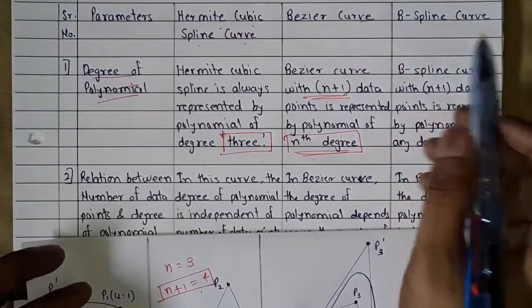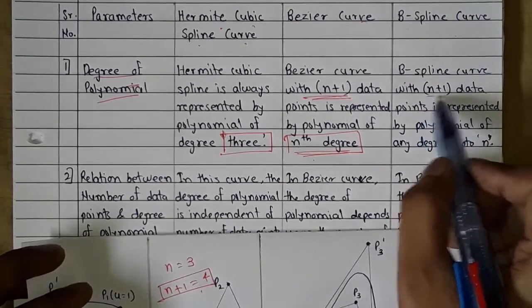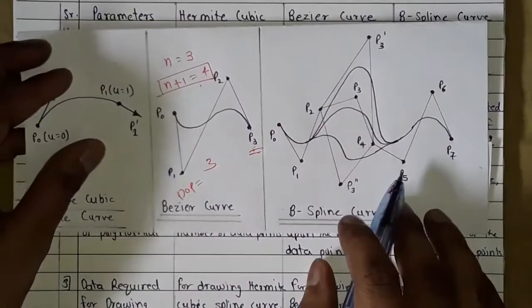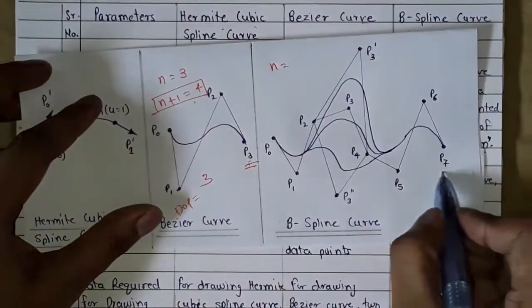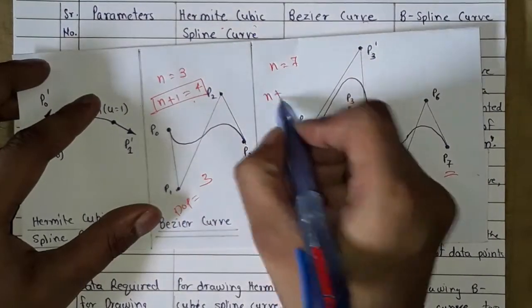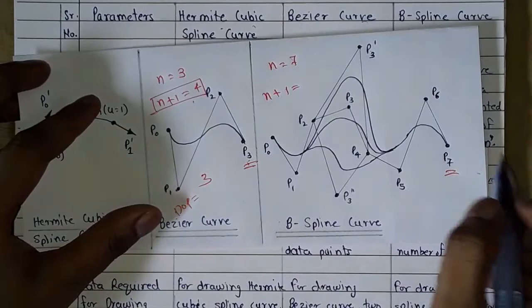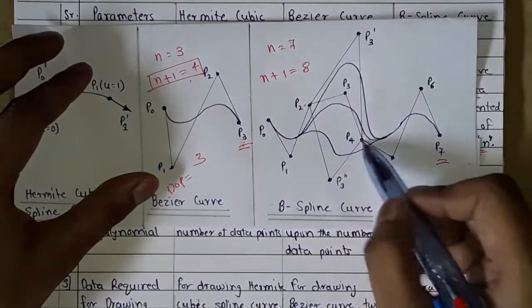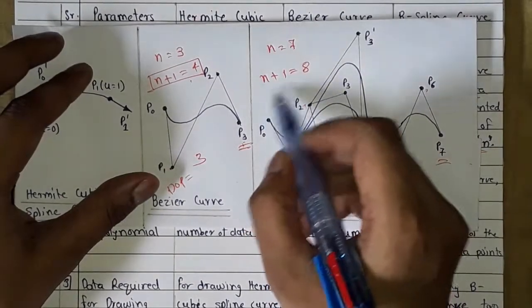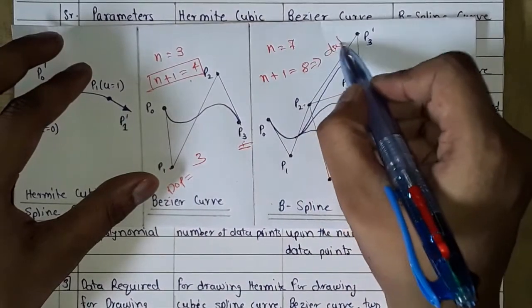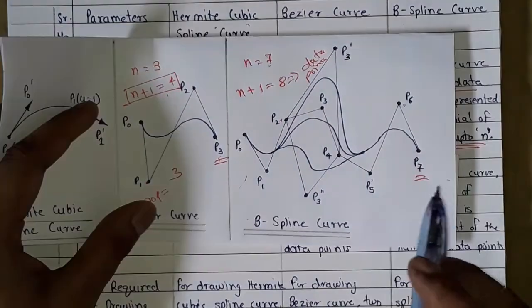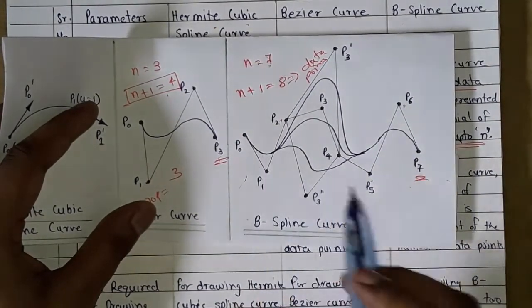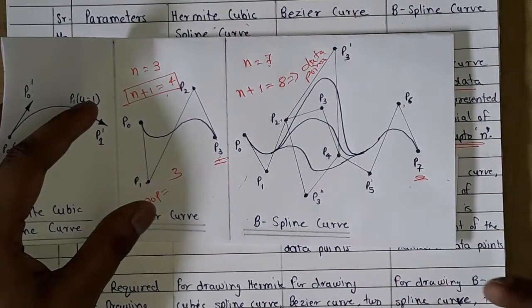And for B-spline curve, there are n plus 1 data points and the degree of polynomial is any degree up to n. Here n is equal to 7, and the number of data points, that is n plus 1, is equal to 8, that is 1, 2, 3, 4, 5, 6, 7, 8. These are the data points. In this case we can take any degree up to 7, that is 0, 1, 2, 3, 4, 5, 6 or 7.